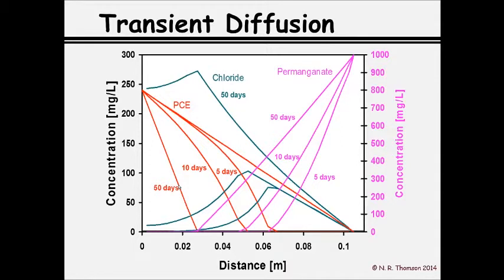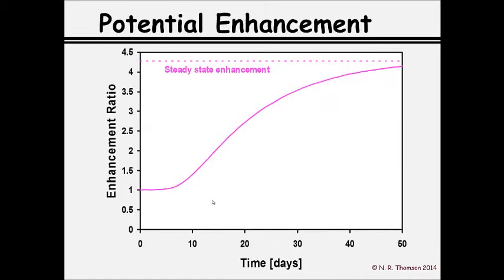removal rate has increased. Along the y-axis here is the enhancement. Along the x-axis is time. We start off at close to 1, and then as the oxidant propagates in towards the front, that will increase up to a steady state here of about 4.3. So the most you will ever enhance this is 4.3 times what it is without the oxidant there.